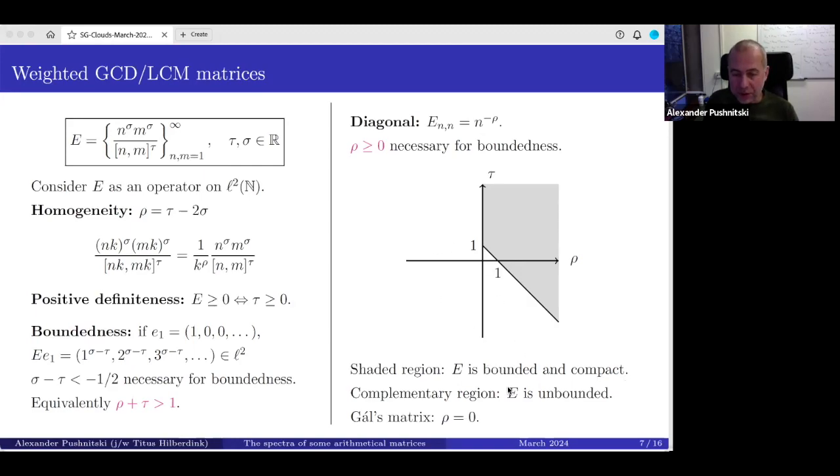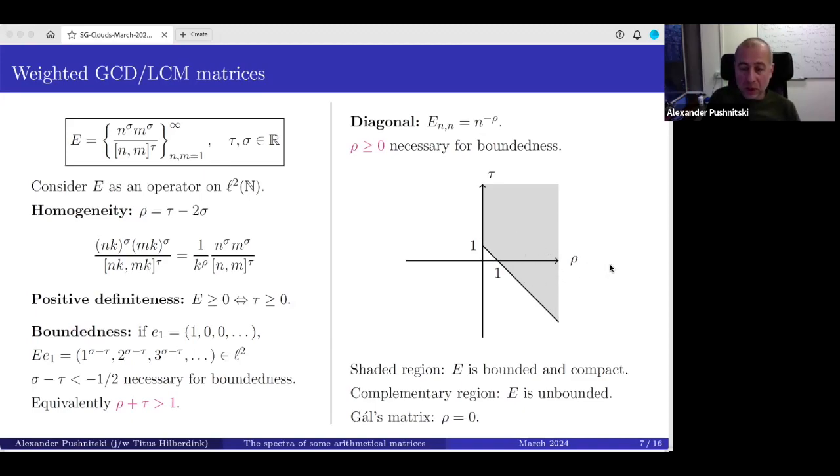In the complementary region, it is always unbounded. So we have precisely described where this matrix is bounded and compact. Gall's matrix, what number theorists are interested in, corresponds to rho equals 0, and in fact, the critical strip corresponds to this line between 1 and 0. So it's certainly where the matrix is unbounded. And as an operator theorist, in the first instance, I'm interested in what happens for the bounded and compact case.